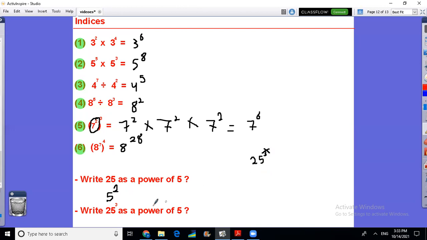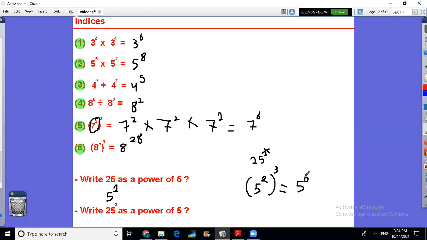Now 25, write it as a power of 5. Oh, that is super easy. Exactly. It's just going to be 5 to the power of 2, 5 squared, yes. But now this number is also to the power of 3. So 25, which is 5 squared, to the power of 3 is the answer. Oh, now I can write it like this. It's going to be 5 to the power of 6.